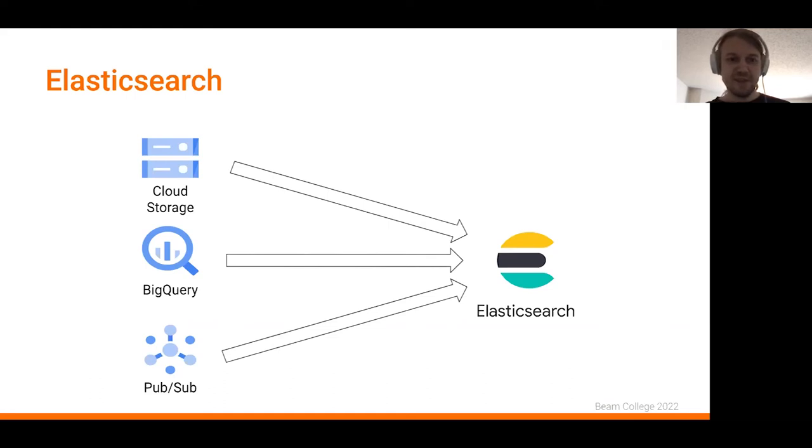The Pub/Sub to Elasticsearch template is a little bit different. It's a streaming job that reads the JSON messages from Pub/Sub. This template also allows application of JavaScript user-defined functions, if provided, to adjust the messages, or basically change them in any way the user wants. And again, after that, it just passes them into Elasticsearch. You can go to the next one.